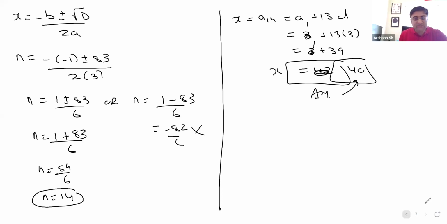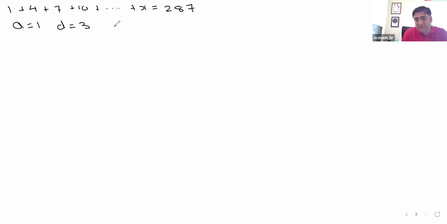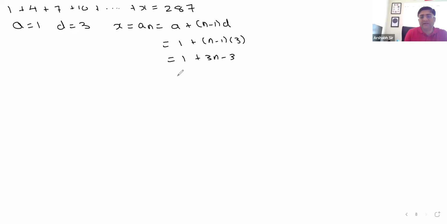अब देखो बेटा, the same question, there's another way you could have done it. We have 1 plus 4 plus 7 plus 10 plus x is equal to 287. हम क्या बोलेंगे? a is equal to 1, d is equal to 3. अब यहाँ पे x क्या है? मेरा nth टर्म ही तो है. x is my nth term, that is a plus n minus 1 times d, that is 1 plus n minus 1 times 3, that is 1 plus 3n minus 3, that is 3n minus 2. Do you all agree बेटा?